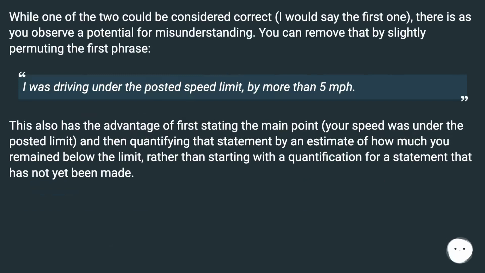While one of the two could be considered correct, I would say the first one. There is, as you observe, a potential for misunderstanding. You can remove that by slightly permuting the first phrase: I was driving under the posted speed limit by more than 5 miles per hour. This also has the advantage of first stating the main point, your speed was under the posted limit, and then quantifying that statement by an estimate of how much you remained below the limit, rather than starting with a quantification for a statement that has not yet been made.